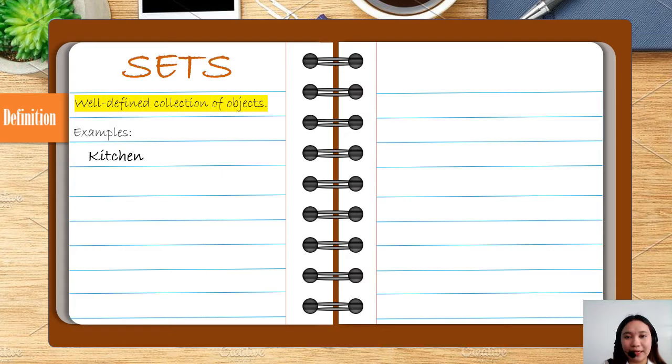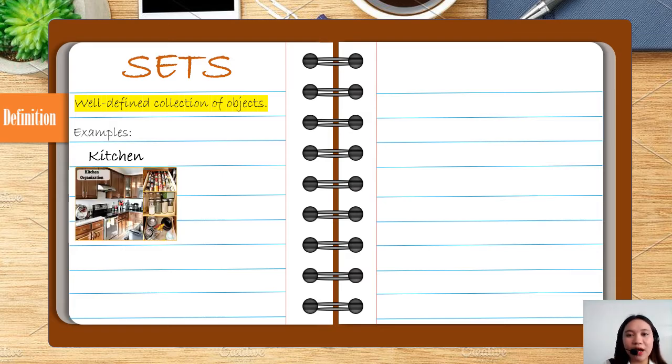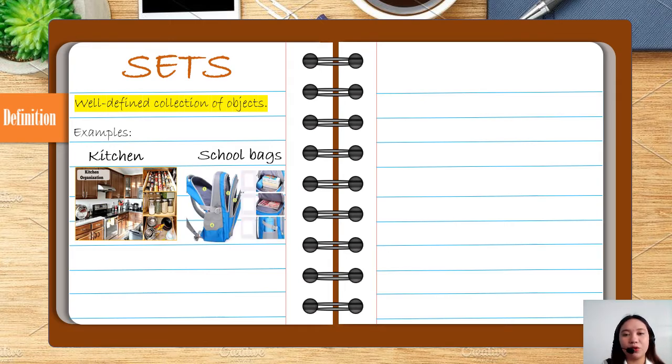So, the kitchen is the most relevant example of sets in real life. In our kitchen, the plates are kept separately from bowls and cups. The sets of similar utensils are kept separately. Another example is your school bags. In your school bags, there are usually divisions, where the sets of notebooks and textbooks are kept separately.